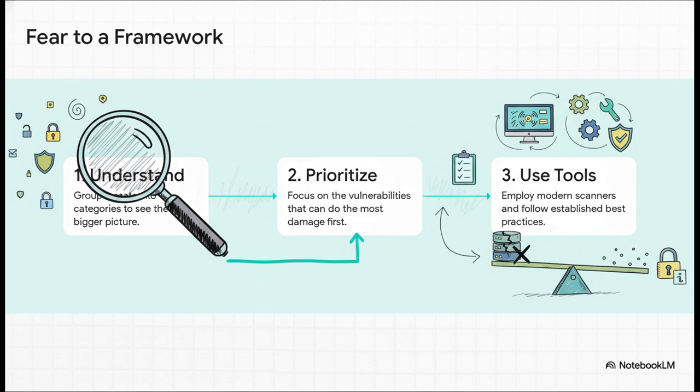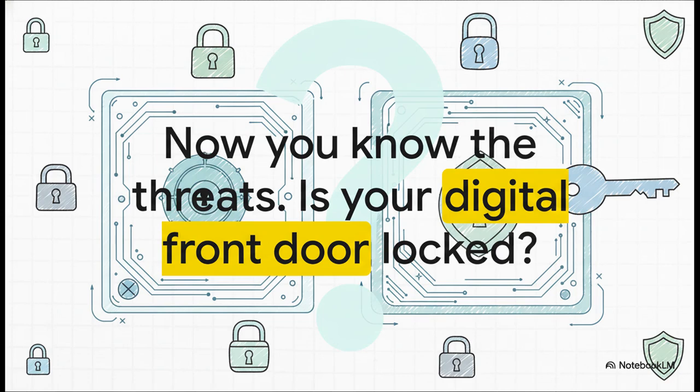First, stop trying to track 100 different things and start understanding the handful of categories they belong to. Second, prioritize. A bug that lets an attacker take over your entire server is obviously way more important than one that leaks a tiny bit of information. And third, use the modern tools and best practices that are already out there to find and fix this stuff systematically.